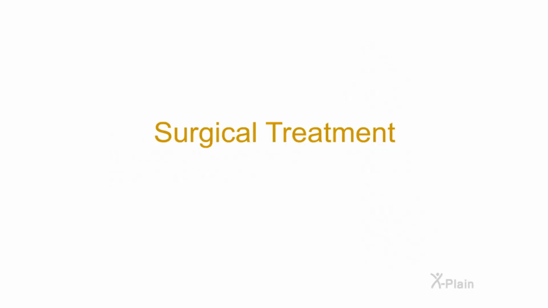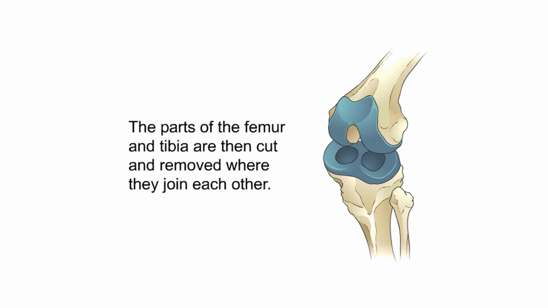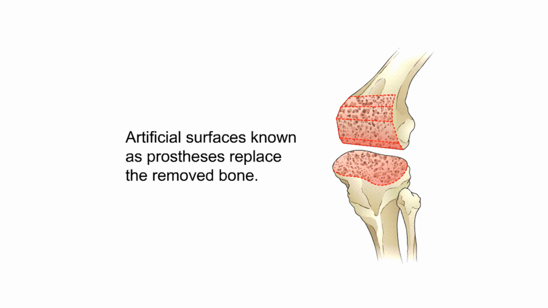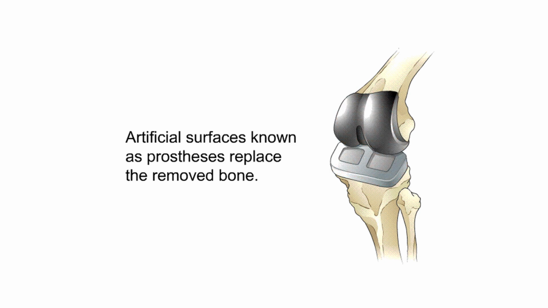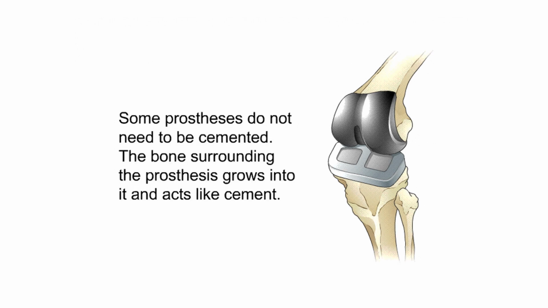Surgical treatment. The operation is done through an incision in the knee area. The parts of the femur and tibia are then cut and removed where they join each other. Artificial surfaces, known as prostheses, replace the removed bone. Depending on the type of prosthesis, it may need to be cemented to the bone. Some prostheses do not need to be cemented. The bone surrounding the prosthesis grows into it and acts like cement.